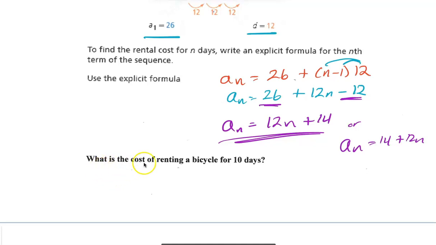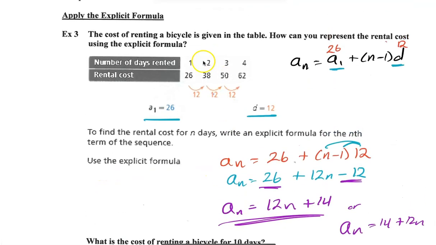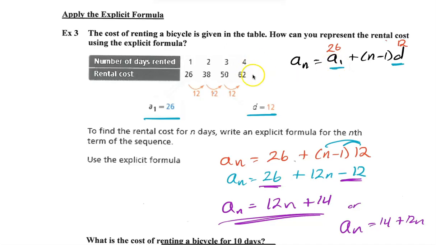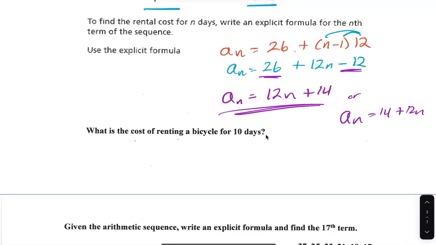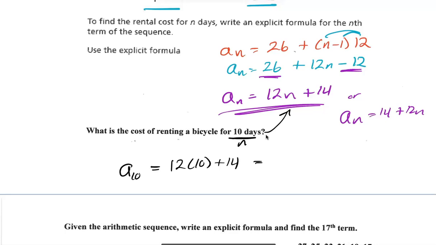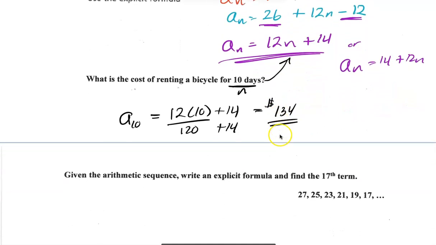Now it says, what is the cost of renting a bicycle for 10 days? Ten days was an item. I would have to keep on going 6 more times to get to 10 days. But with the explicit formula, we just have to plug it in. So we're going to substitute in 10 for our n. So we're going to get a_10, that's the tenth day, is 12 times 10 plus 14. 12 times 10 is 120 plus 14 is 134. So that'll be the cost to rent it for 10 days, $134. Okay, let's move on.